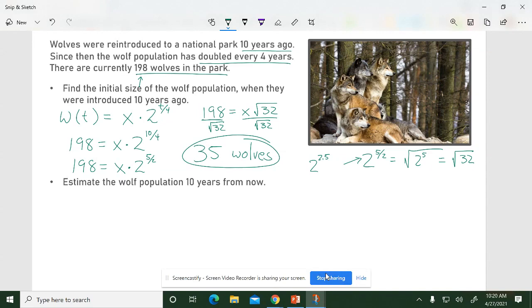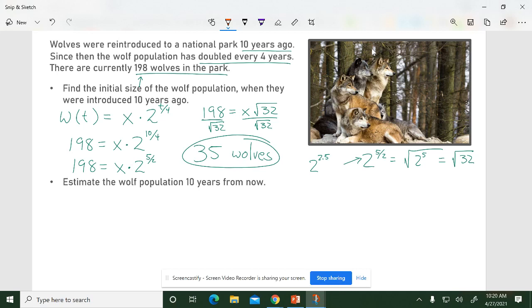All right. So next question. Now we've got an idea of the initial amount. We know we're starting with 35 wolves. It's asking us to estimate the wolf population 10 years from now. So the idea is the initial amount was 10 years ago. We want to go like 10 years into the past.